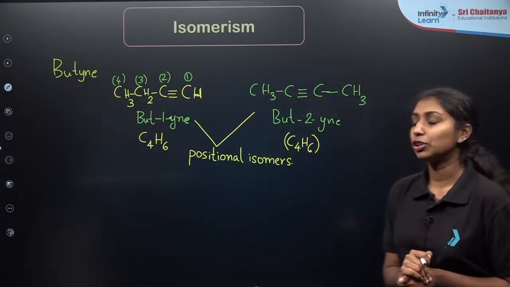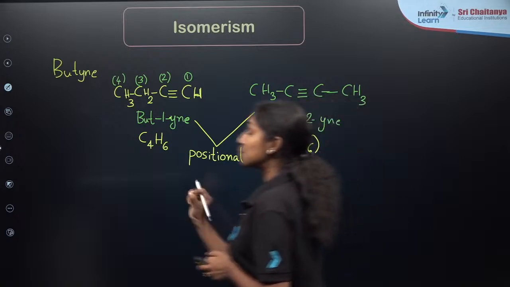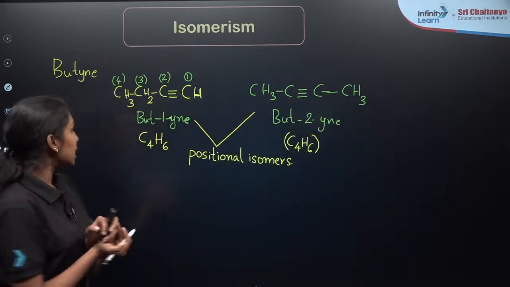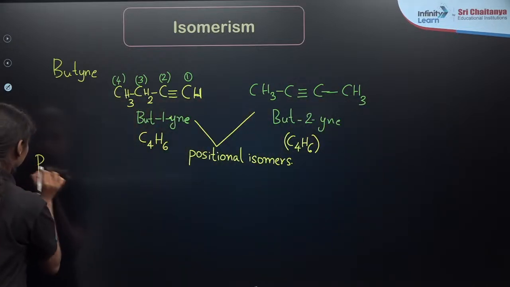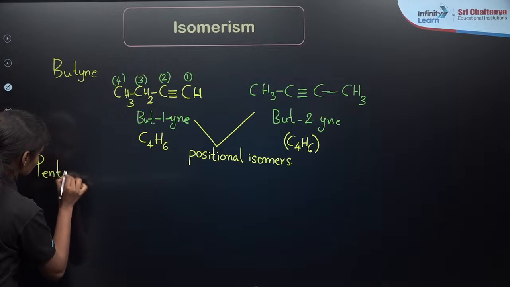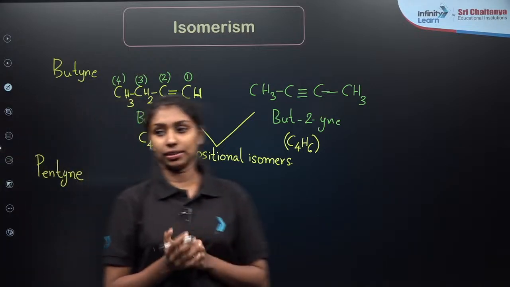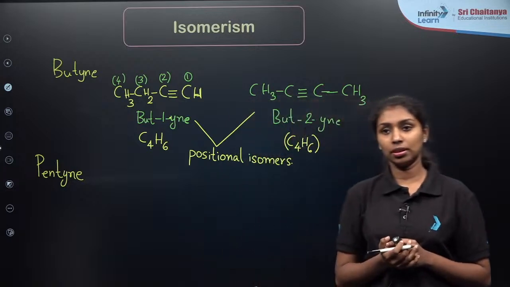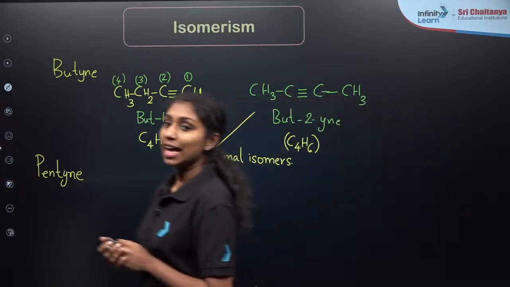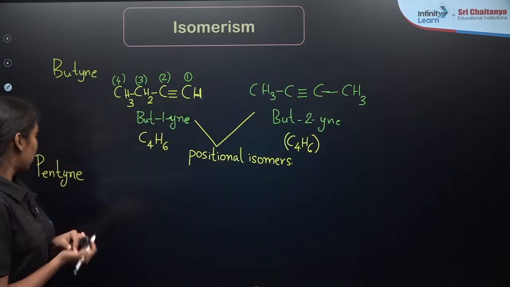Now take a pen and paper with you. Write down the possible isomers for the next compound, that is pentyne. What are the different possible structural isomers for the compound pentyne? Then give me the IUPAC names of the different compounds in the comments.